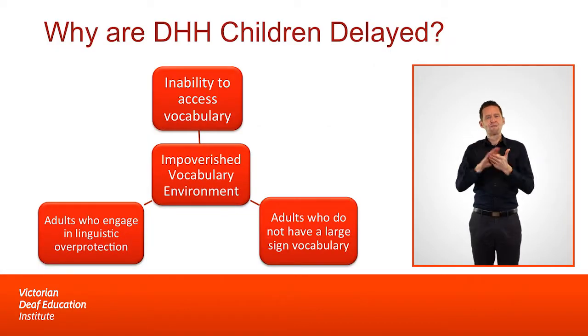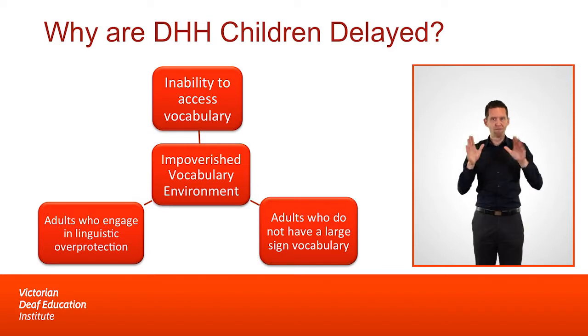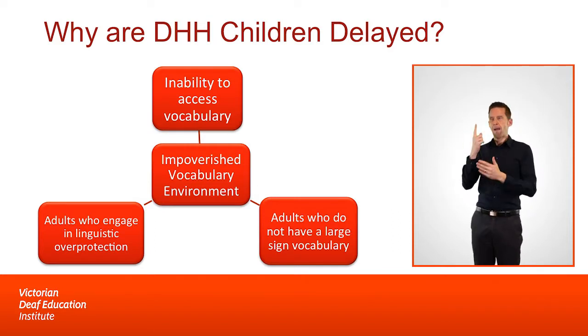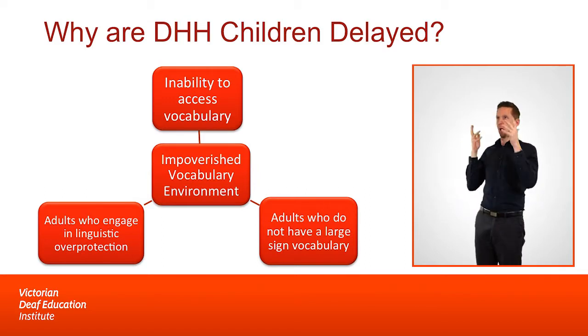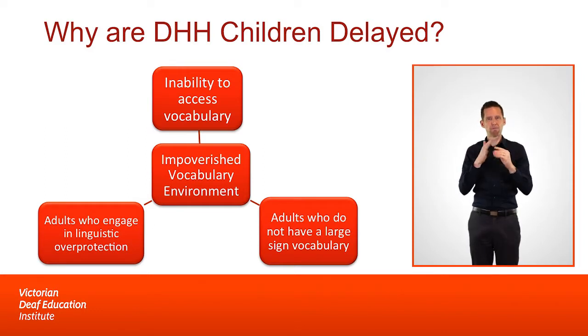So why are deaf and hard of hearing children delayed? Well, one obvious reason is that they are not able to access the vocabulary that everybody uses around them, right? They often have an impoverished vocabulary environment because they're not hearing everything that everyone says all their waking hours. They're often in poor acoustic environments where they cannot overhear what's being said. They're not hearing the exact sounds of the new words. It takes concentration for them to hear everything. They may not always be able to concentrate.